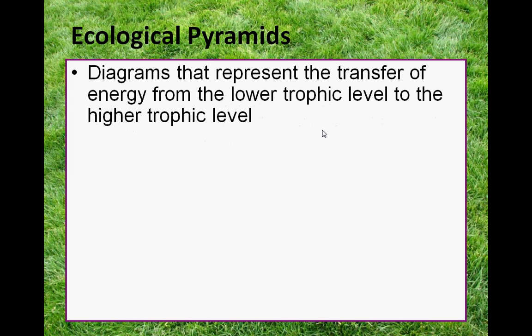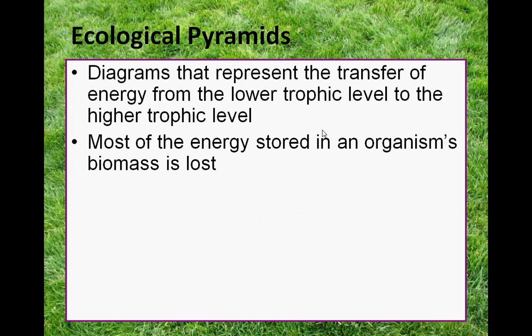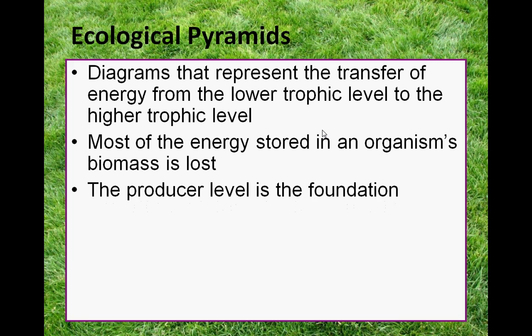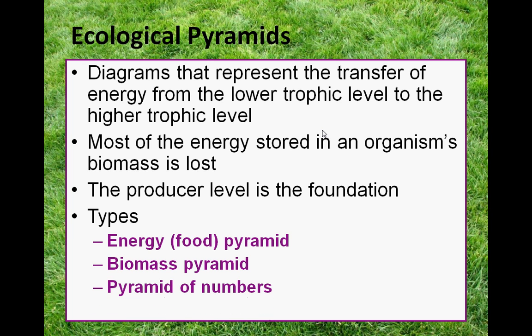And last but not least, I want to talk about pyramids. These are diagrams that show how energy flows through an organism, and most of the time the energy is lost as it goes from one level to the next. And I'll discuss that in just a second. The producer level is the bottom, it's the foundation, and there are 3 kinds of pyramids that we can show, but they all look exactly the same. They're just showing different things. One is called an energy pyramid, one's called a pyramid of biomass, and one's called a pyramid of numbers. And quickly, I'll show you those.